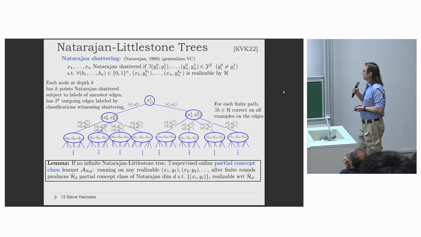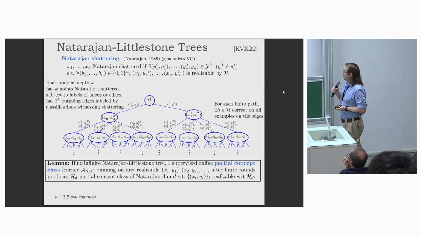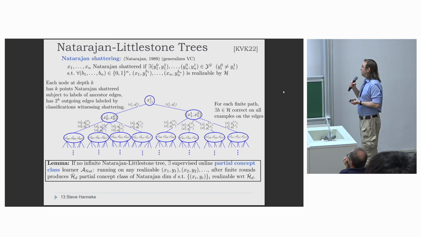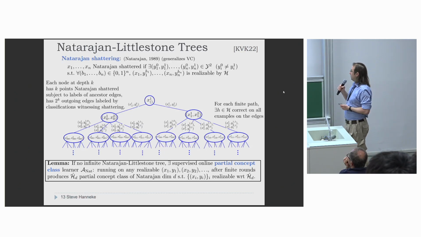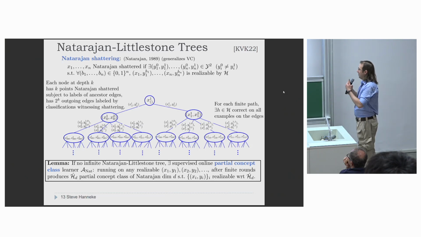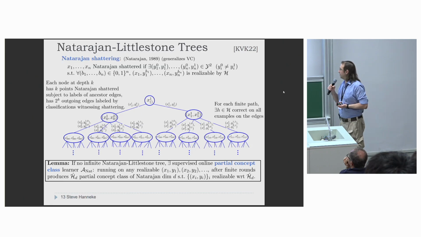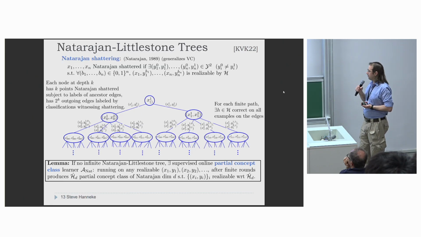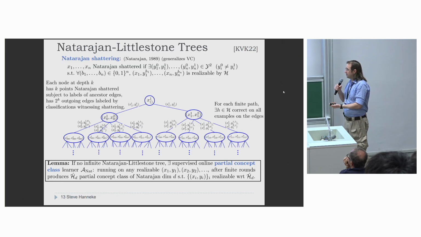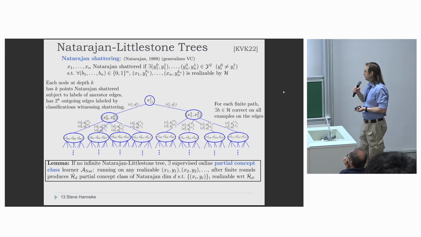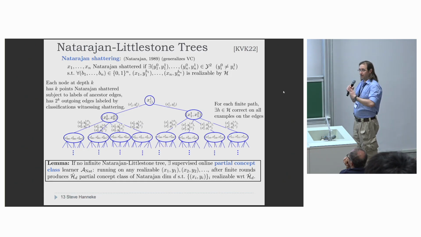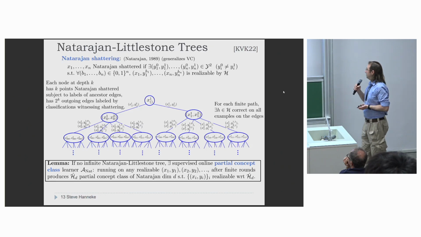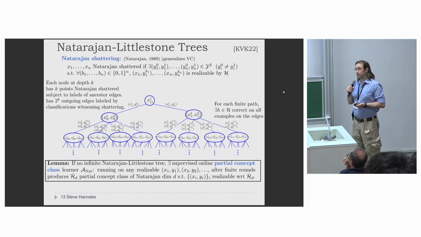The reason this is interesting is because if a class has no infinite Natarajan Littlestone tree, then there's a supervised online partial concept class learner, meaning that if you run this learner on an infinite sequence of xy pairs realizable by the class, after a finite number of rounds, it will produce a partial concept class of a finite Natarajan dimension for which the xy sequence is also realizable by that partial concept class.